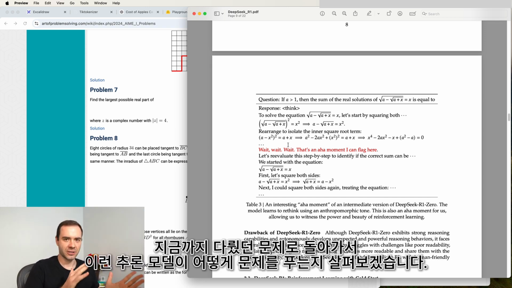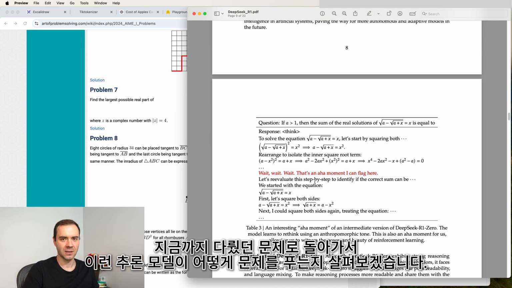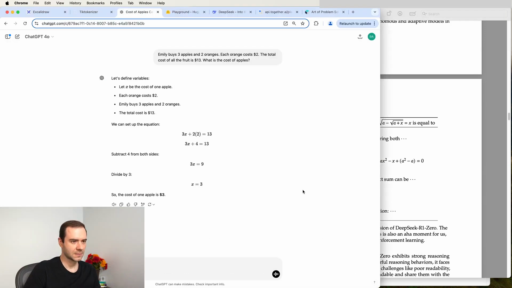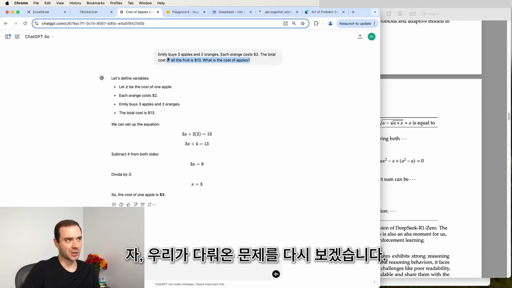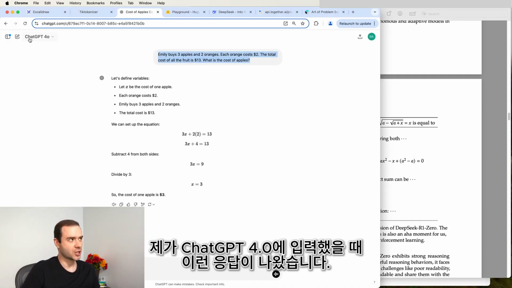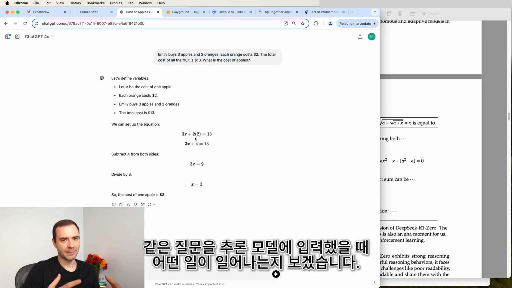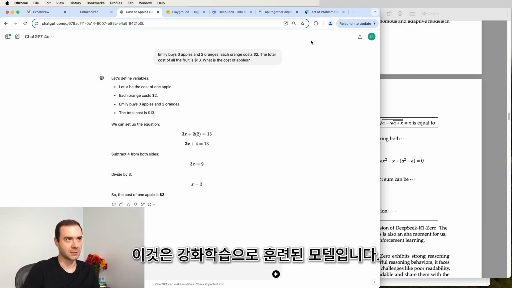Now let's go back to the problem that we've been working with, and let's take a look at what it would look like for this kind of a model, what we call a reasoning or thinking model, to solve that problem. Okay, so recall that this is the problem we've been working with. And when I pasted it into ChatGPT 4.0, I'm getting this kind of a response. Let's take a look at what happens when you give this same query to what's called a reasoning or thinking model. This is a model that was trained with reinforcement learning.